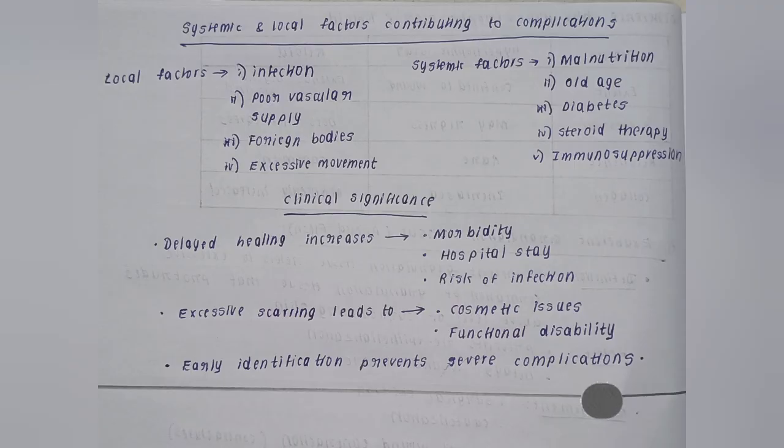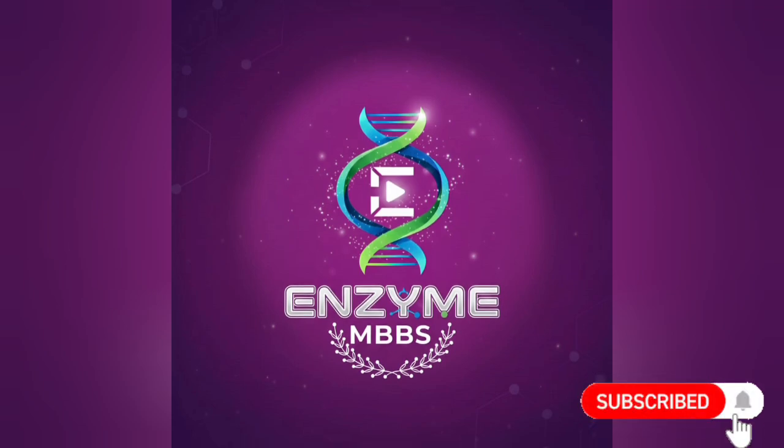Then excessive scarring leads to cosmetic issues. Obviously, a scar on the face or anywhere, people don't like it, right? Cosmetically they have a problem. And one is functional disability. If the wound is present in some vital places, or where you do more work, and it basically pains, so there is a functional disability. And early identification prevents severe complications. So that's all about the video.